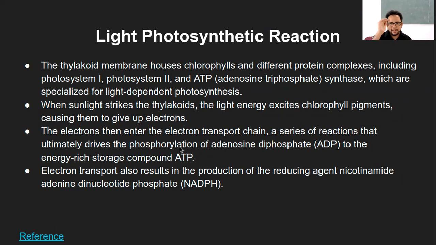I will write down these steps on the board so that you will have more clarity. First step, sunlight strikes the thylakoid, because of which the solar energy goes to the chlorophyll pigments. That chlorophyll pigment will release the electrons. After release, these electrons will be trapped inside the electron transport chain, and literally the name says it, electron transport chain. That means they will transfer the electrons from one molecule to another molecule. That is what the electron transport chain is.